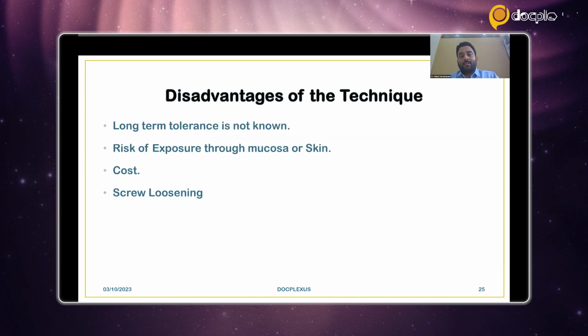The disadvantages of the technique can be discussed as well. Long-term tolerance is not known as of now. The risk of exposure through mucosa or skin, and what to do in such cases, is also a debatable topic. It has high costs and screw loosening cannot be completely negated, but with 2 years follow-up, the patient seems relatively comfortable.